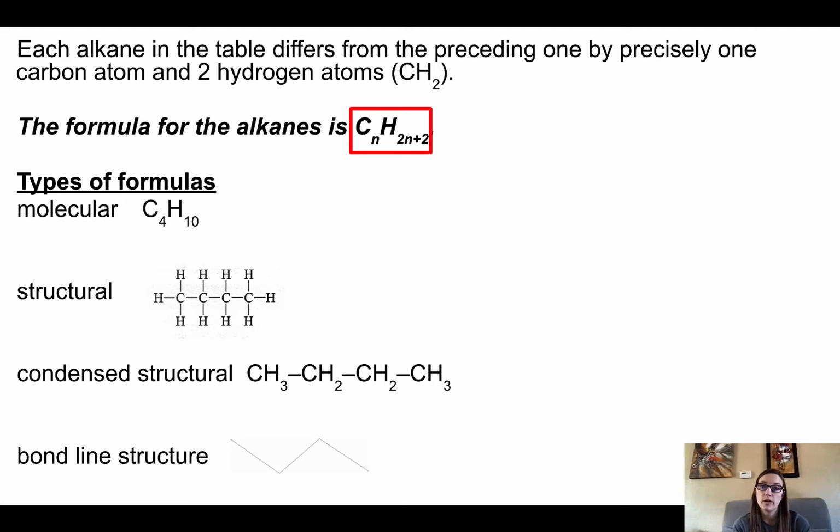As we look more at organic chemistry, we've talked a little bit about these different types of formulas. We see molecular formulas, which is just the chemical formula. We see structural formulas. This is a Lewis structure where we see all of the atoms bonded. We see the condensed structural formula, which is when we take the CH groups and condense them down, so CH3, CH2, CH2, CH3. And then we have the bond line structure, where we use a zigzag format to represent carbon at each end point and corner.